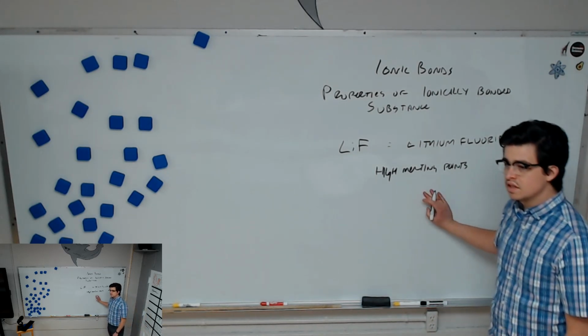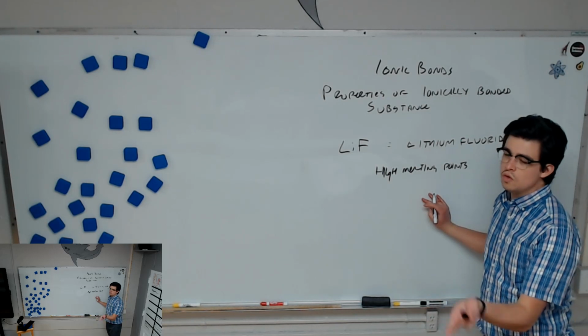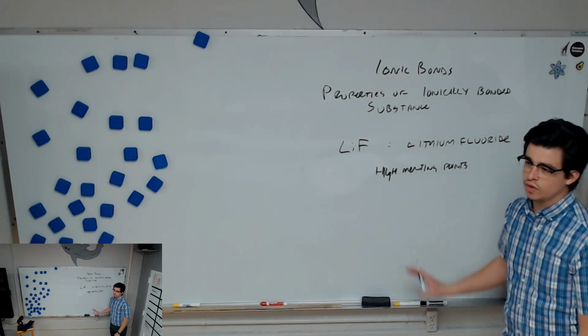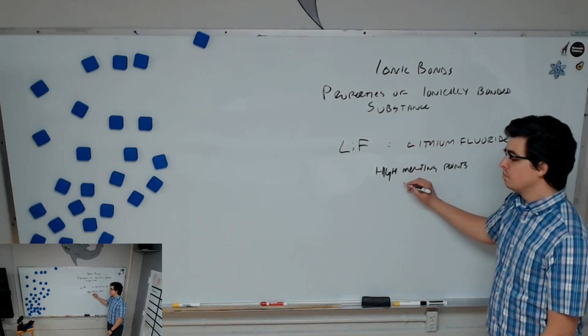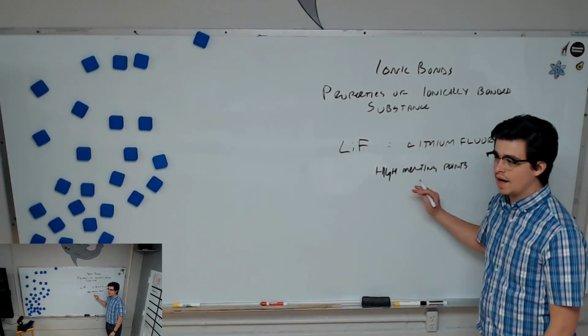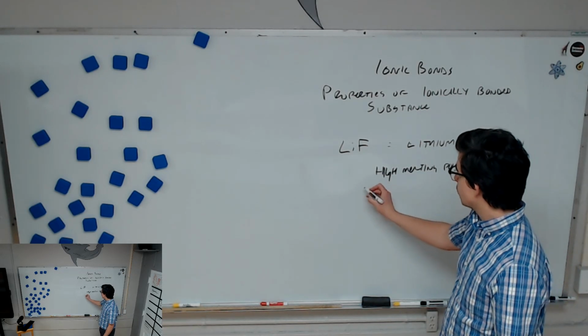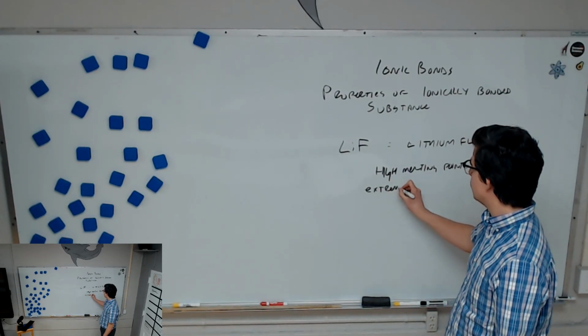Have you ever seen melted salt? No. Basically, you can't melt salt, right? Salt has a melting point of something like 1700 degrees Celsius. It's ridiculously high. These ionically bonded substances have really high melting points, but they also have extremely high boiling points.